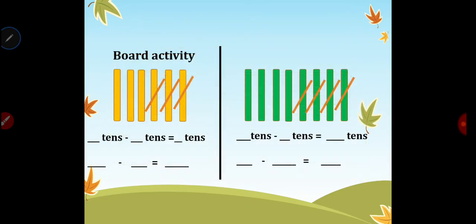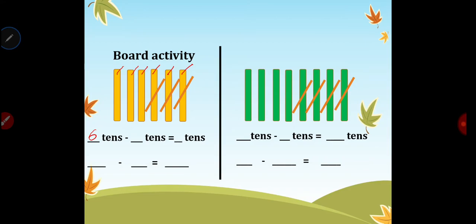Now, I would like you to focus on the first part of the screen. There you can see blocks of tens. What can you see there? Blocks of tens. Always remember that one block represents 10. Can you help me count how many blocks of tens are there? Okay, 1, 2, 3, 4, 5, 6. There are 6 tens. Write it down here.